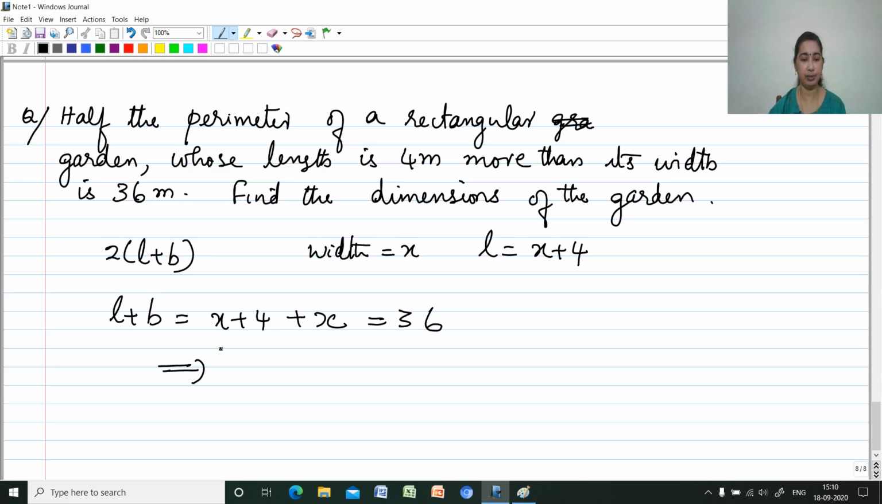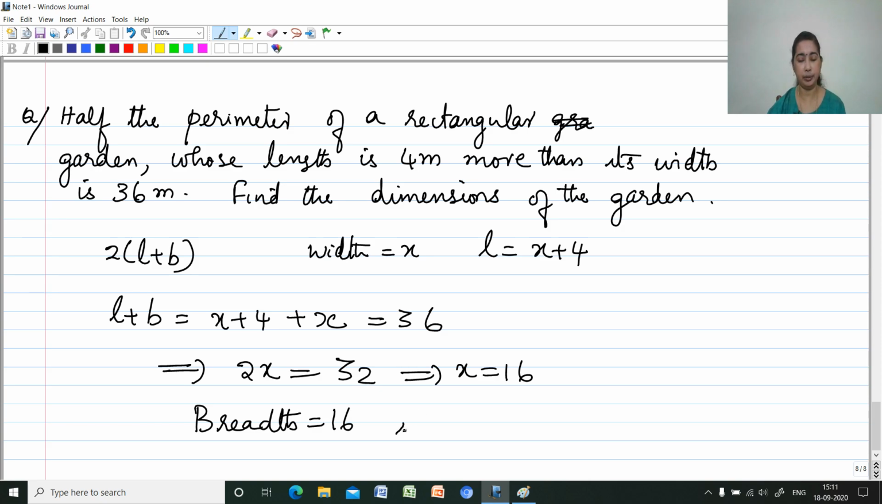This can be simplified as x plus x is 2x equal to 36 minus 4, that is 32, or x equal to 16. That is breadth is equal to 16. What about the length? Length will be 4 more, that is 20, given the units in meters, so 20 meter. Breadth is 16 meter and length is 20 meter. So that's all from this exercise.